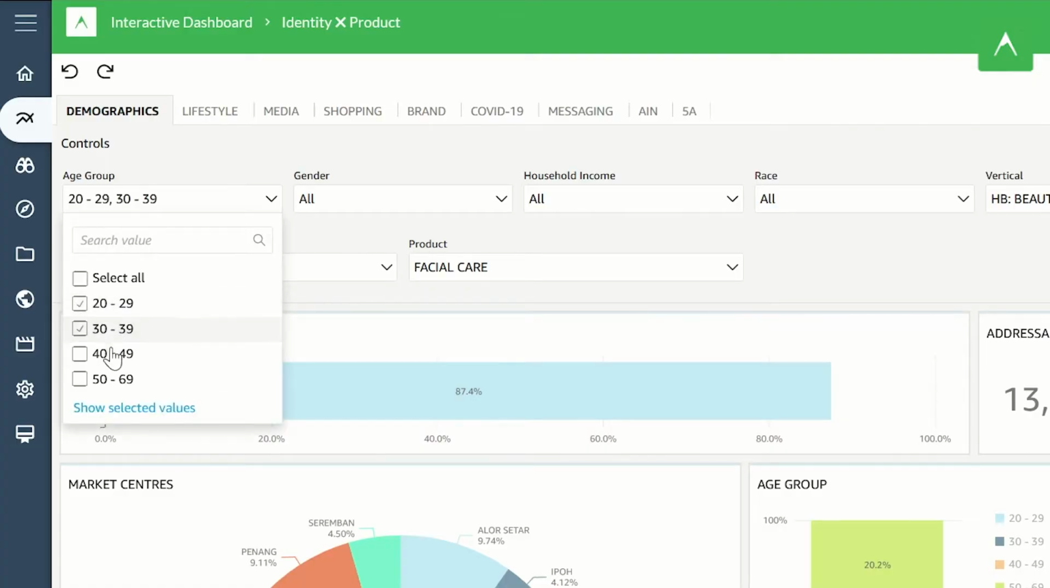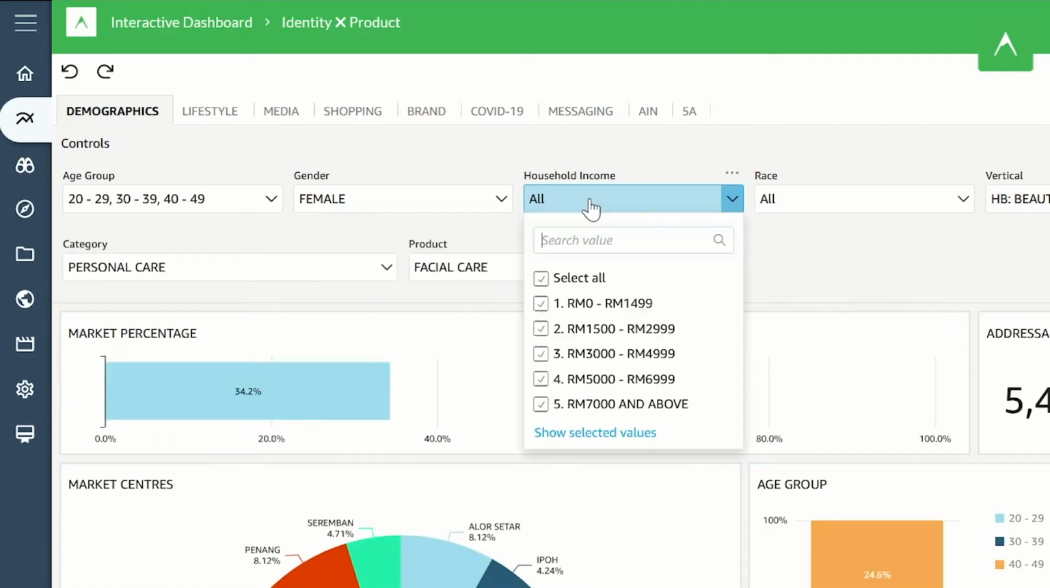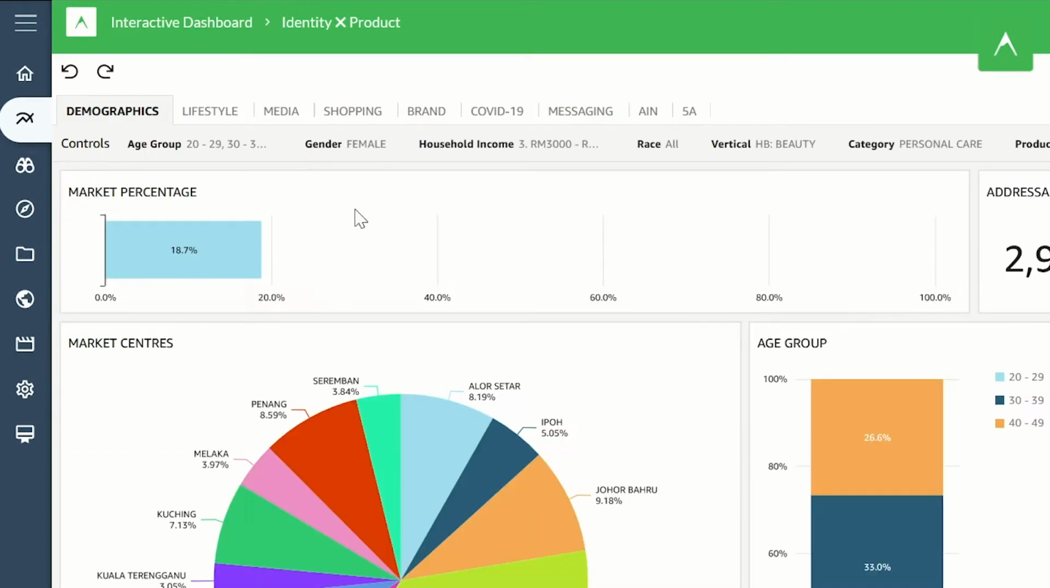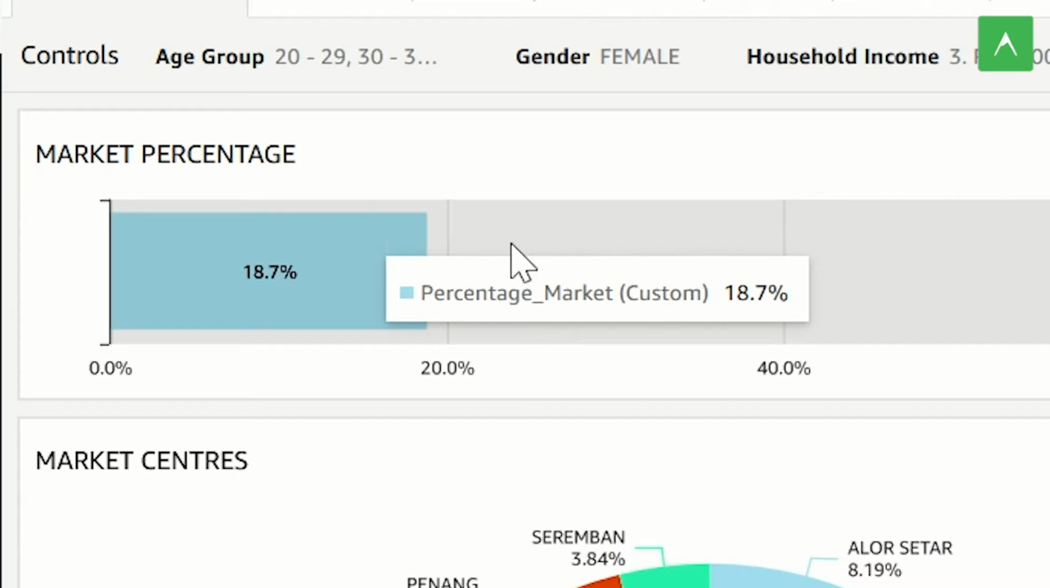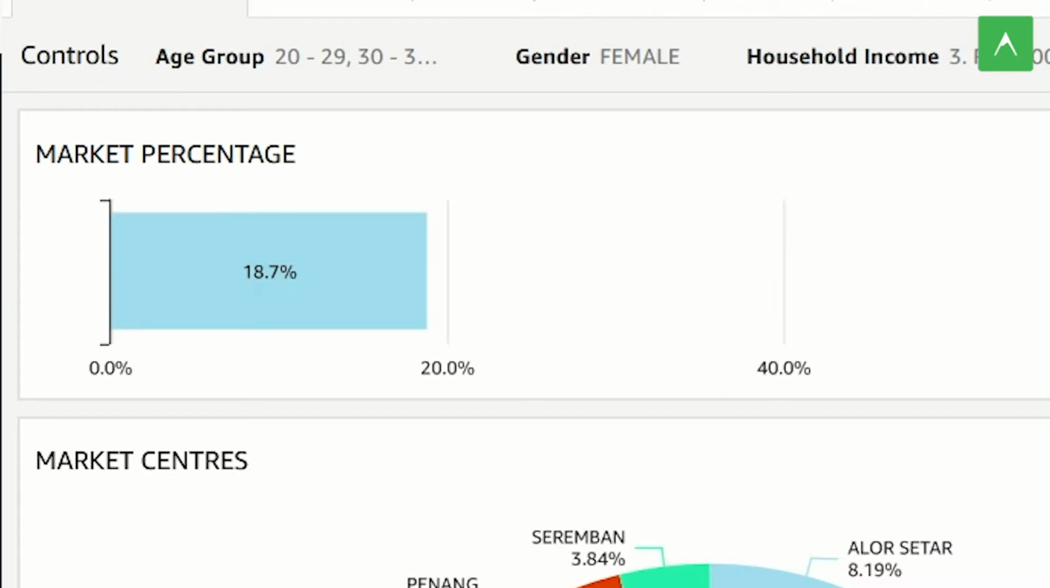Now, looking at the data on Voyager, we can tell that the market that she's after is approximately 19% of the entire consumer market, so that's pretty good. But she has overlooked one pretty important thing. Can you figure out what that is?